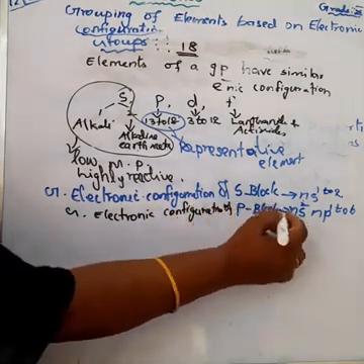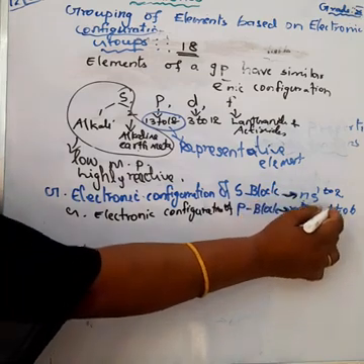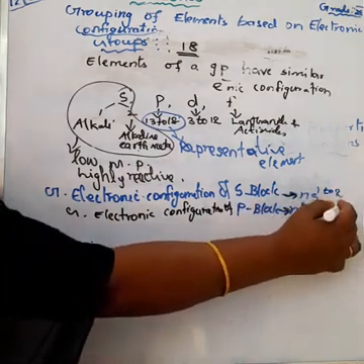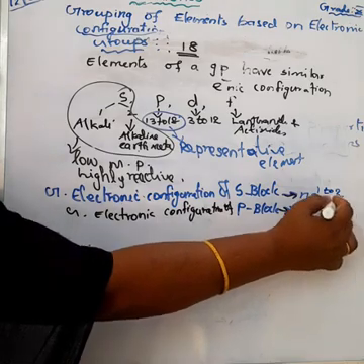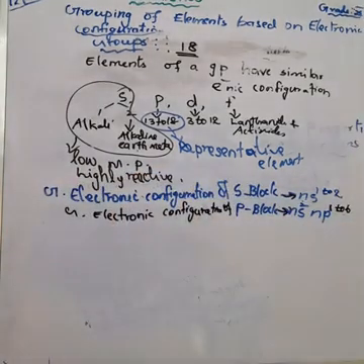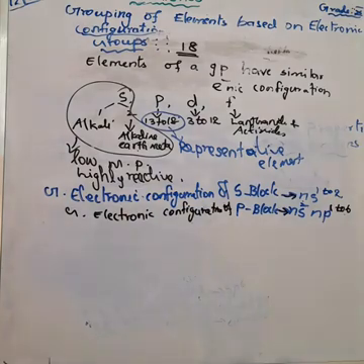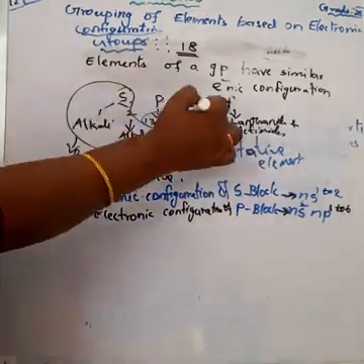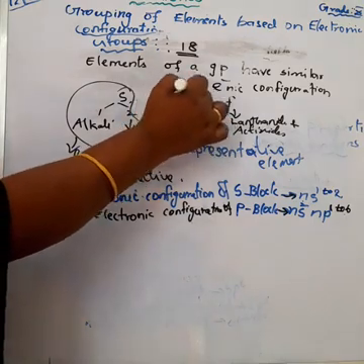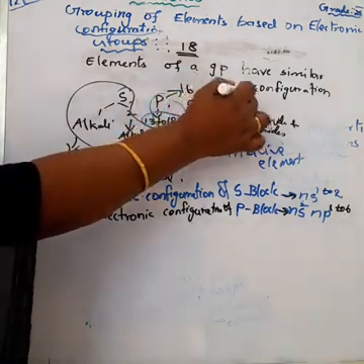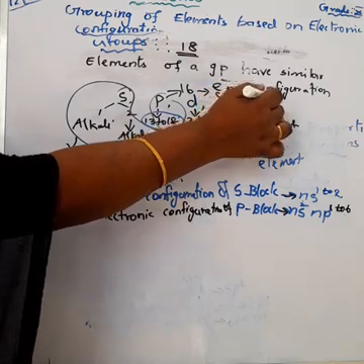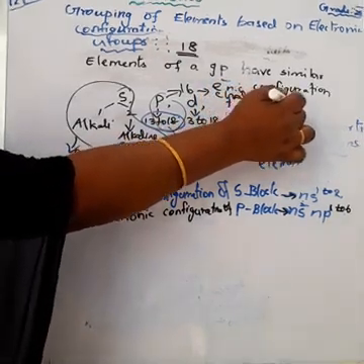ns2 np1. Boron 2s2 2p1, aluminium 3s2 3p1, gallium 4s2 4p1. These are similar outer electronic configurations, so similar chemical properties. Understood? And the group 16 elements are called the chalcogen family or oxygen family, and the group 17 elements we call the halogens: fluorine, chlorine, bromine, iodine. These are the halogens.